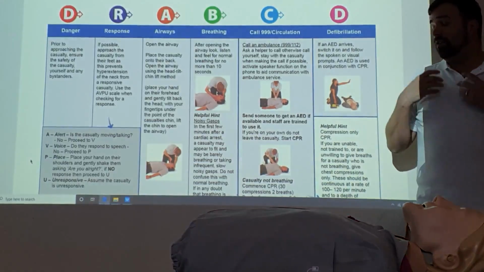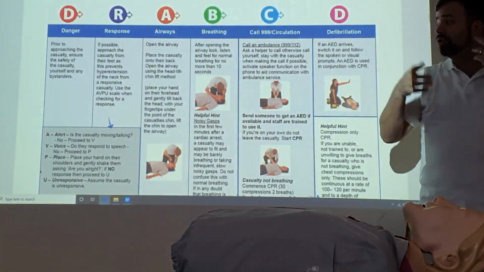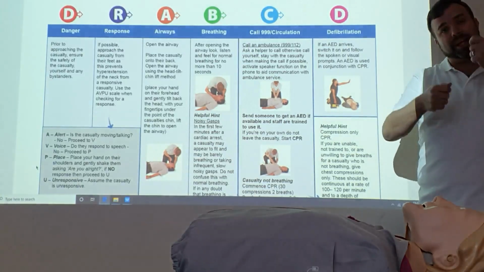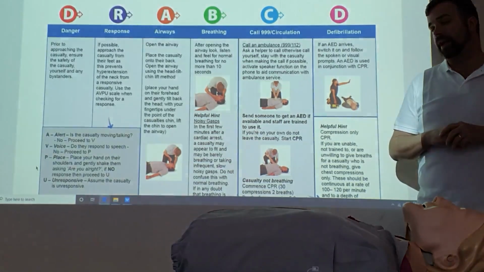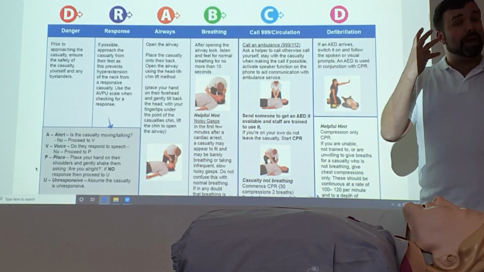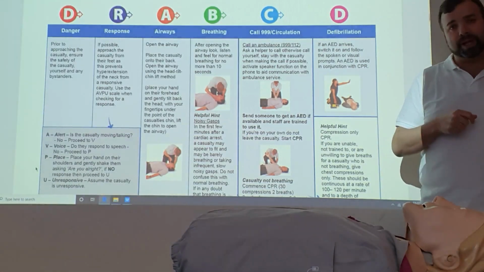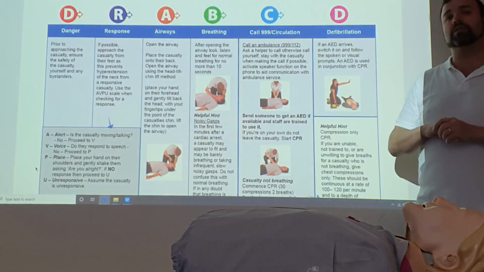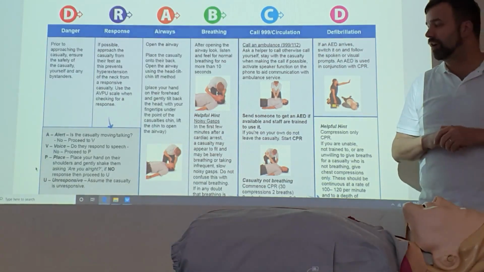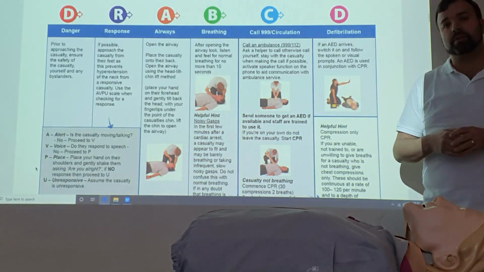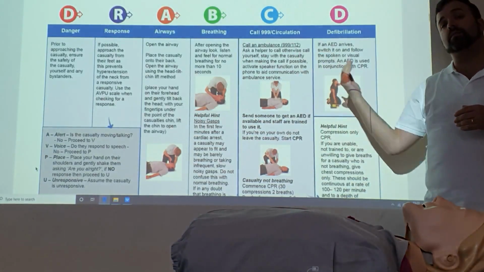So am I, or is the casualty alert? Are they able to talk to me? Voice, can they respond to my voice? So if I give them a command, can they follow that? Maybe they're asleep, or maybe there's an inability to hear me, so will they respond to pain? So we can pinch their ear or rub our finger across their eyelids to provoke some kind of movement. And finally, if there's nothing there, we'll assume they're unresponsive, and therefore we're going to carry on with our primary survey.